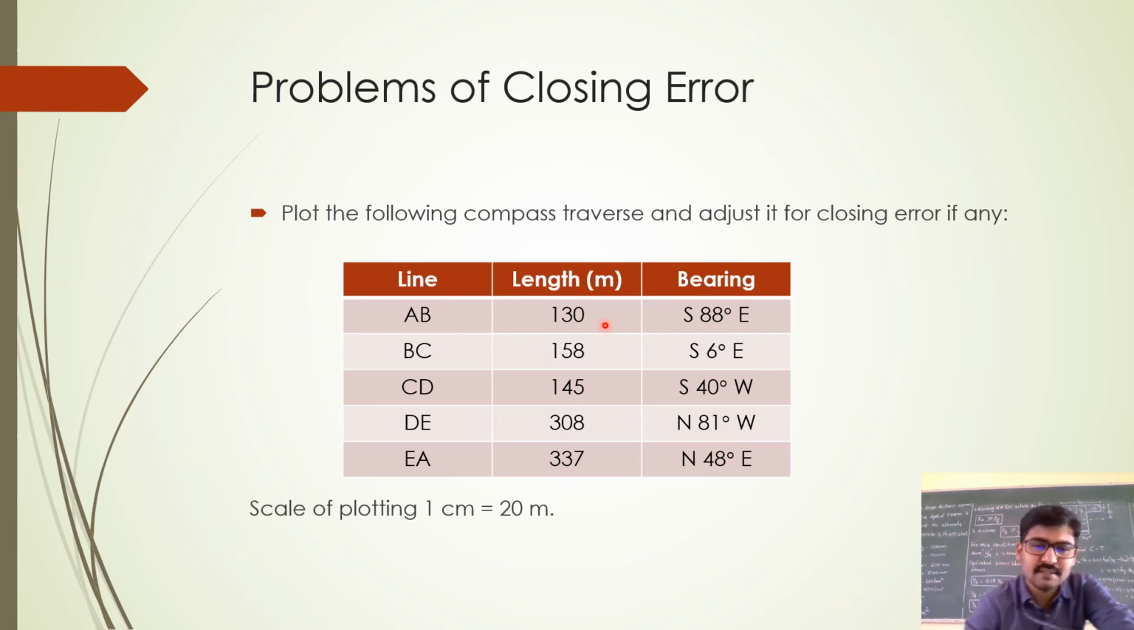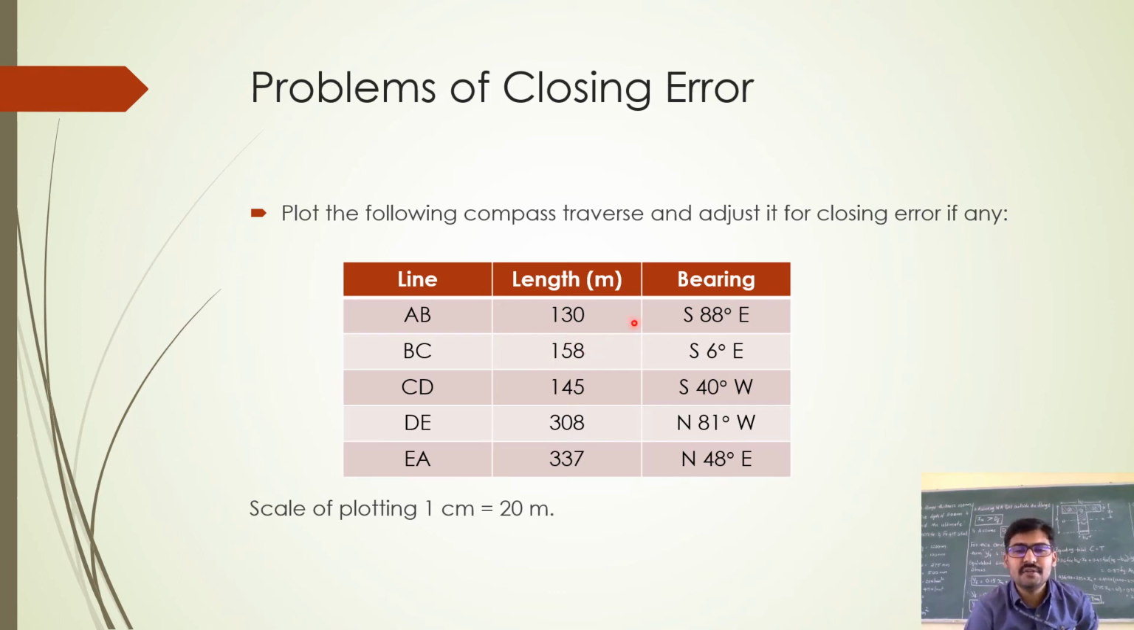So 130 meters means, for every 20 meters you are supposed to draw 1 centimeter. How many 20s are there? There are six 20s, so 6 centimeters, plus one more 10 meters, which makes 130 meters. 10 meters means you need to draw half a centimeter, 0.5 centimeter. So the length of line AB should be drawn as 6.5 centimeters.